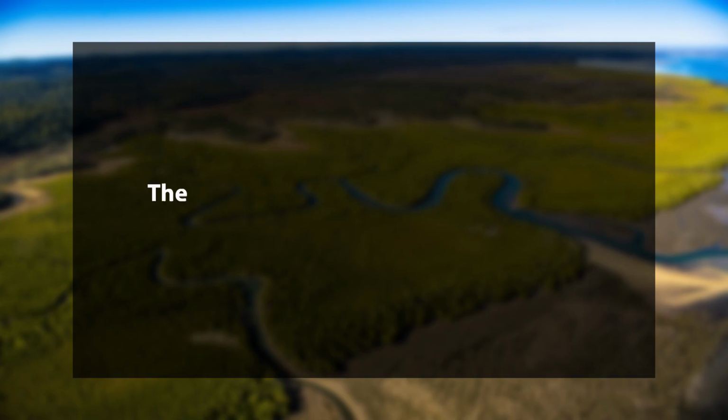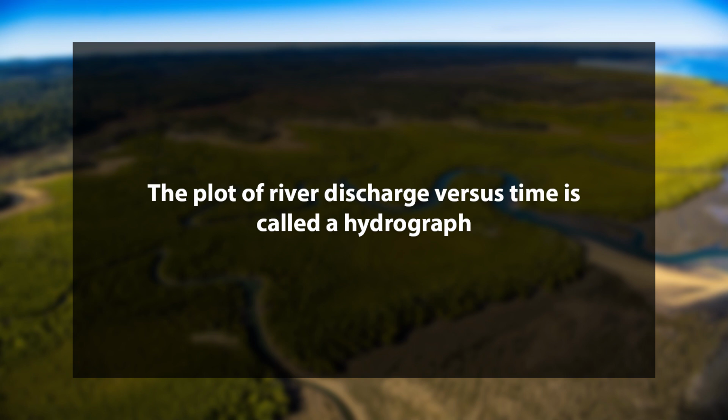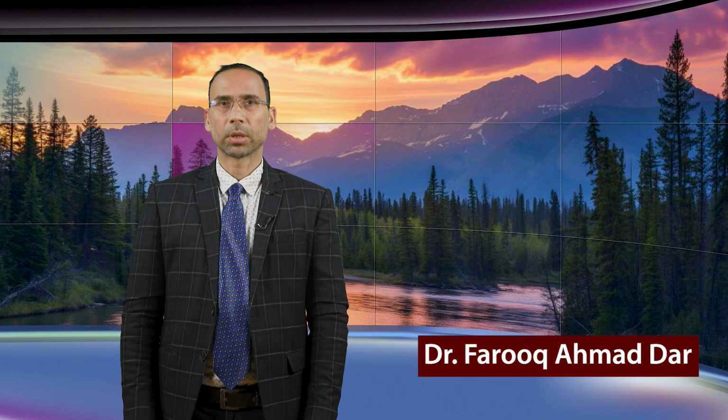As you know, the plot of river discharge versus time is called a hydrograph. The rising limb of the hydrograph is the result of the precipitation in a watershed. The precipitation leads to a sharp rise in the discharge and creates a peak in the hydrograph. This is called direct runoff.